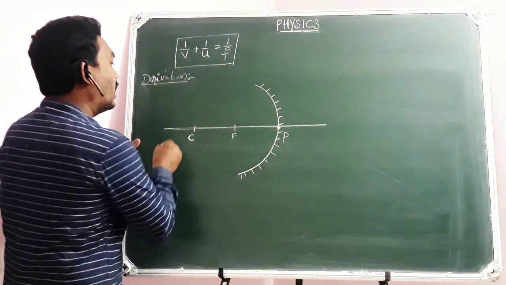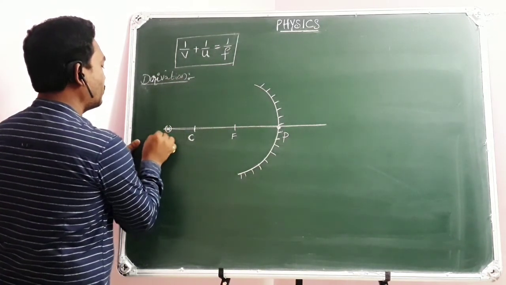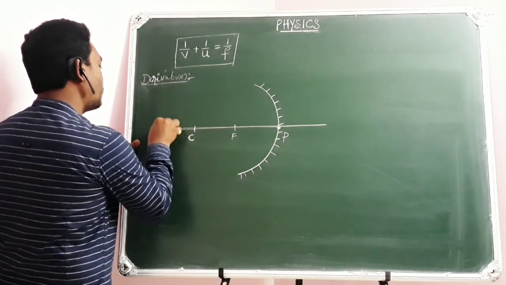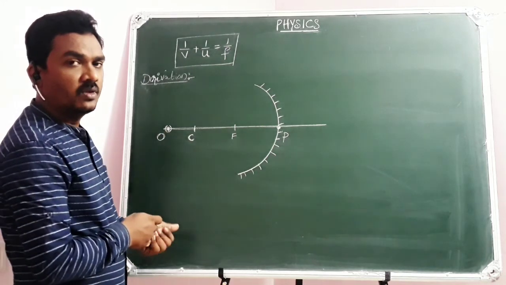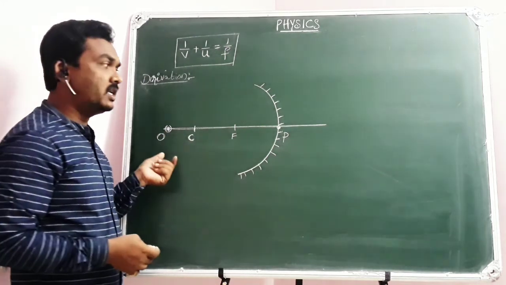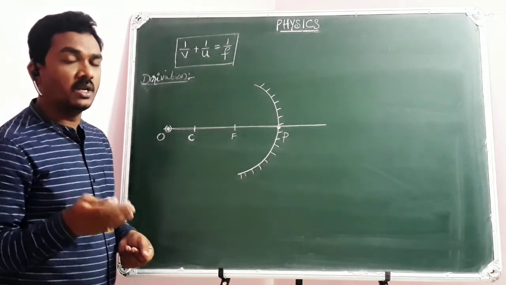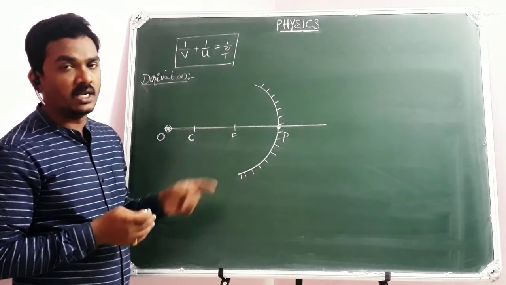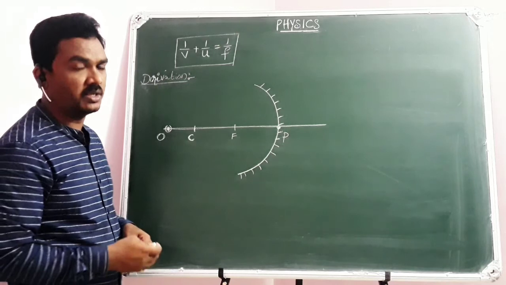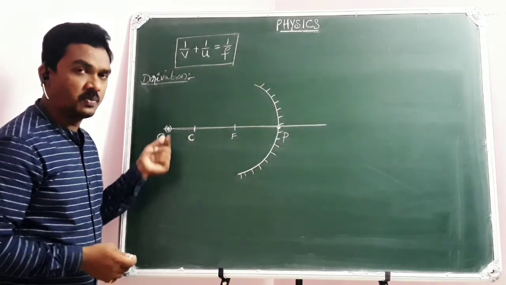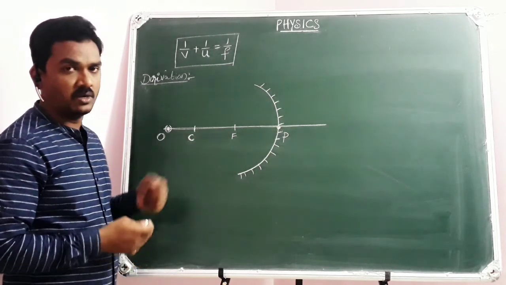Let us suppose a point object O is placed in front of a spherical mirror. Here a point object is placed in front of a spherical mirror. Of course, it is beyond C. You have learned that when the object is beyond C in front of a concave mirror, you can find its real image in between C and F. Of course, the image is real, inverted, and diminished. Anyway, its image will be in between C and F as the object is beyond C.